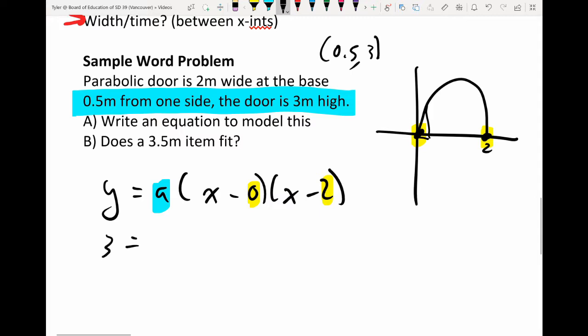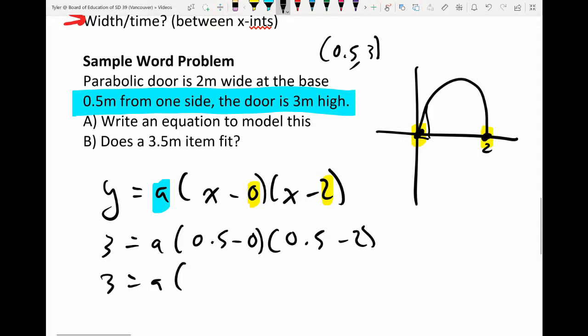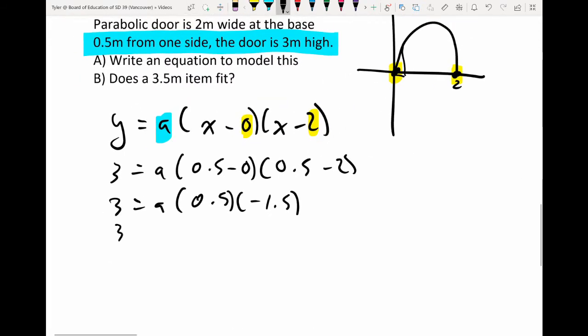So 3 is equal to a, 0.5 minus 0, 0.5 minus 2. You don't really have to write the 0. I like writing it just so I remember that I wrote something. Now let's sub in the numbers and solve. So 0.5, negative 1.5, cool. Now let's actually multiply. 0.75, negative 0.75, and then divide both sides. Okay, and I'll end up getting negative 4 equals a.